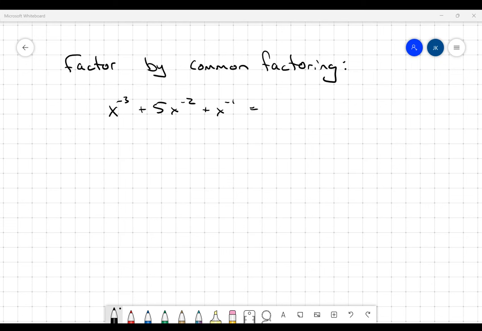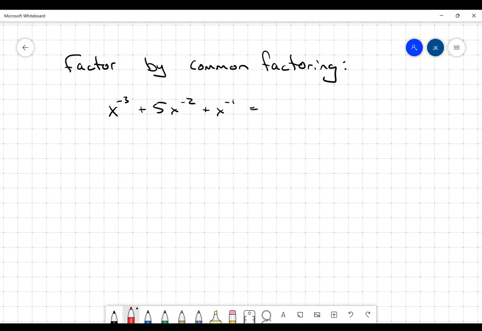Okay, hi everybody. So we're going to take a quick look here in this video at some common factoring. So here we go. We've got x to the negative 3 plus 5 multiplied by x to the negative 2 plus x to the negative 1. So what we want to do here is find that piece that's common to all three of these terms, particularly that factor with the smallest exponent.